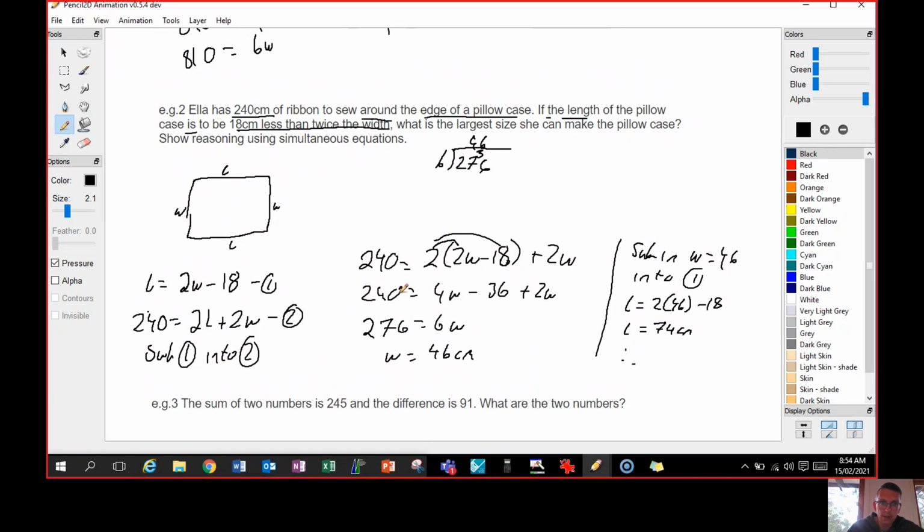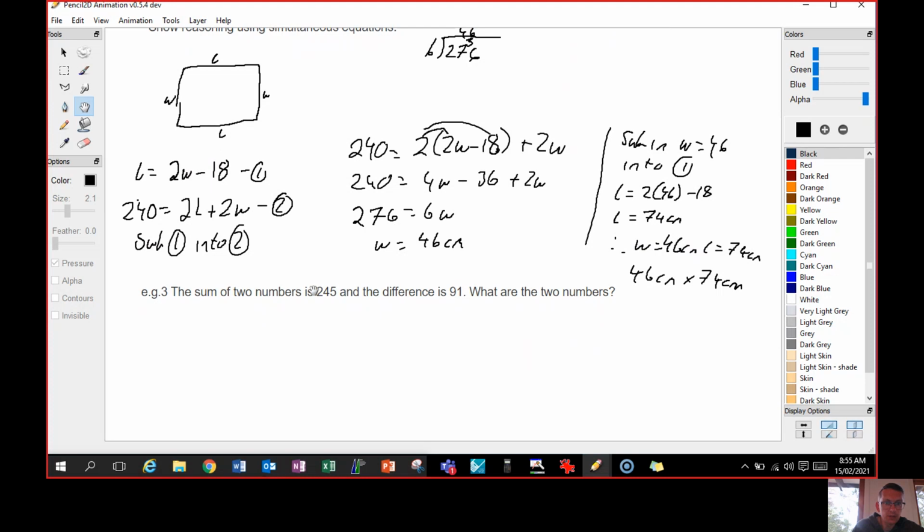Let's just write at the end. It says, what is the largest size she can make the pillowcase? Therefore, the width would equal 46 cm. Length equals 74 cm. You could also write it as a 46 cm by 74 cm pillowcase, which would be another accepted answer, or you could write the dimensions, because either one is implied with that one.